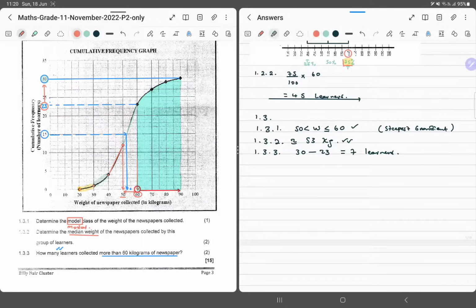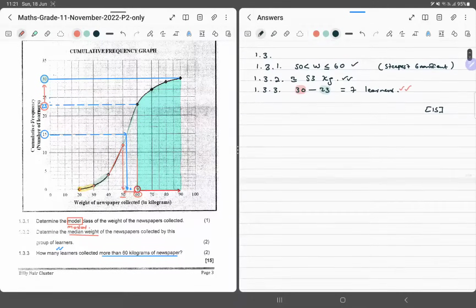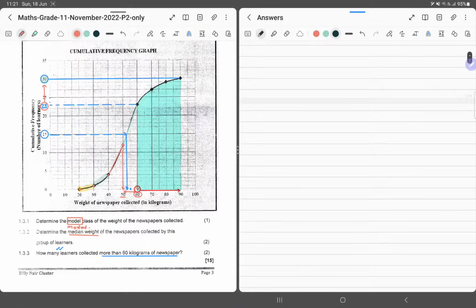So pay attention to what we did here. We took that highest cumulative frequency and subtracted that one at 60. That gives us the number of learners that actually were in that bracket. Okay, so we get our 2 marks and we move on. So we get our 15 marks, nice and easy. So these are the things you want to look out for.